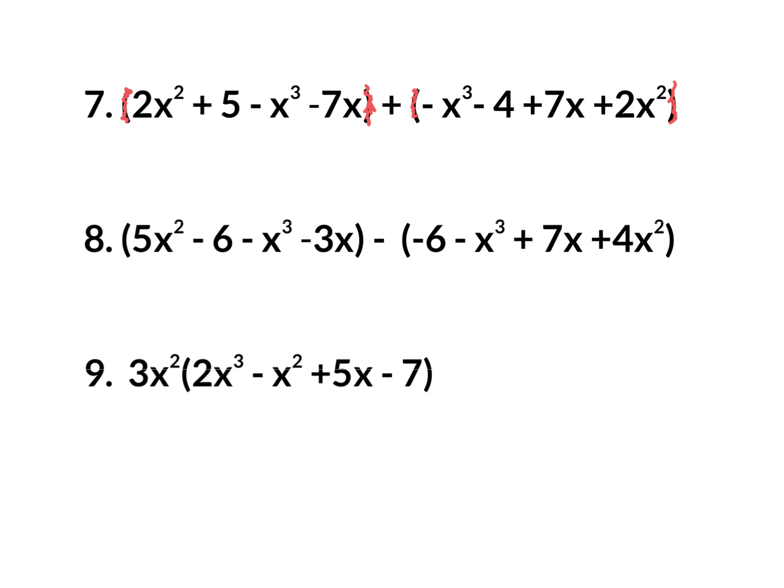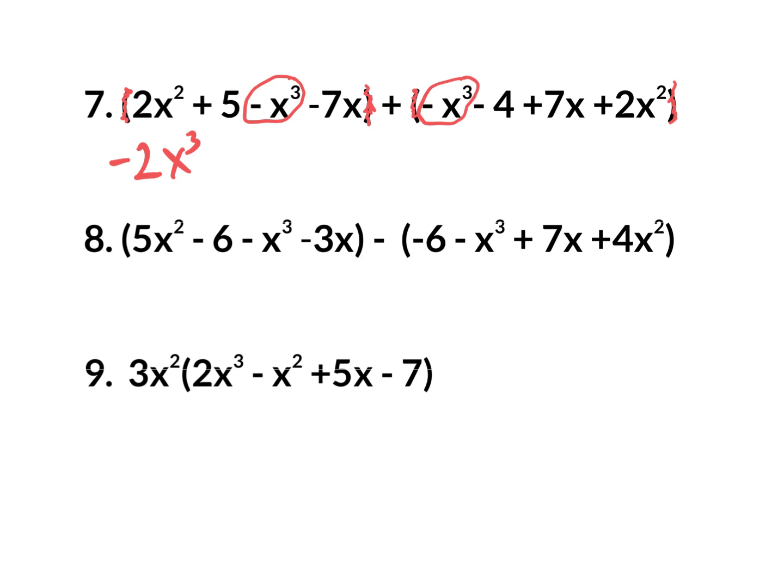And since you want your answer in standard form, let's start with our highest exponent terms. Let's go with negative x to the third combined with this negative x to the third. So we're not multiplying, we are combining. You owe one of these x to the thirds. You owe another one of those x to the thirds. How much do you owe? You owe 2 of those x to the thirds.